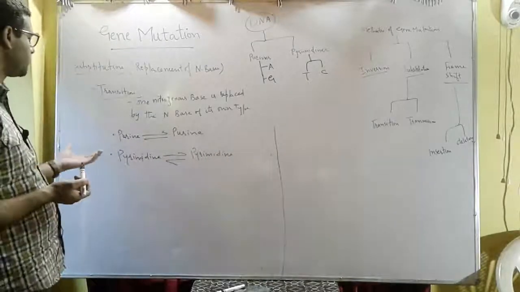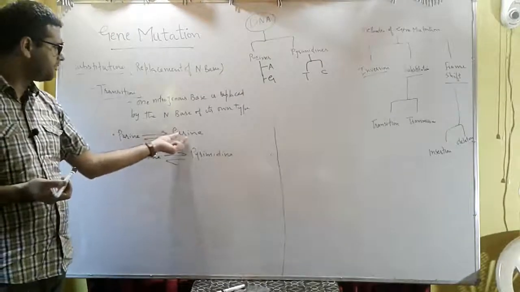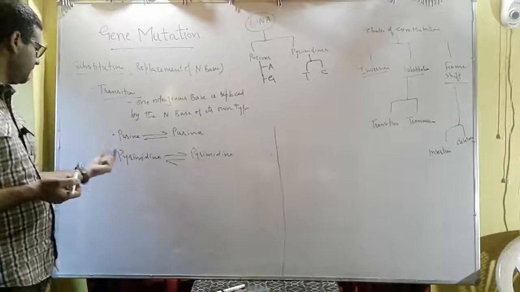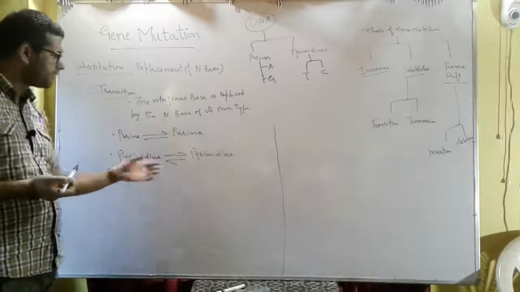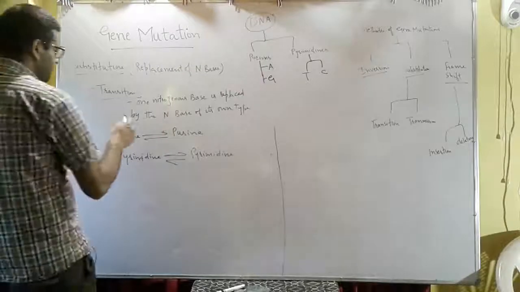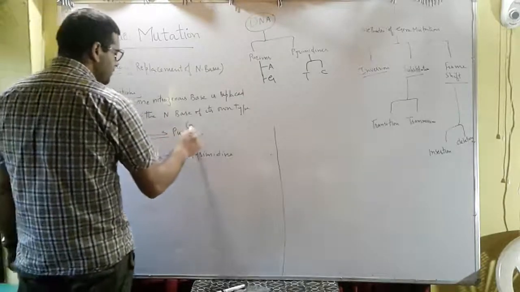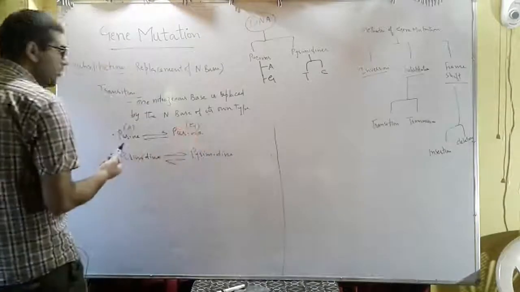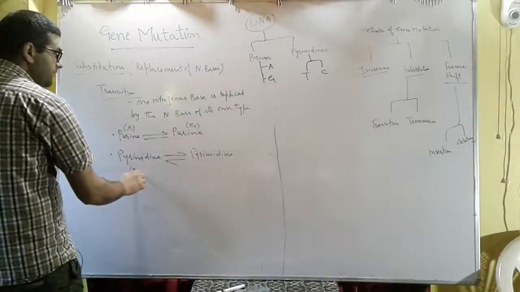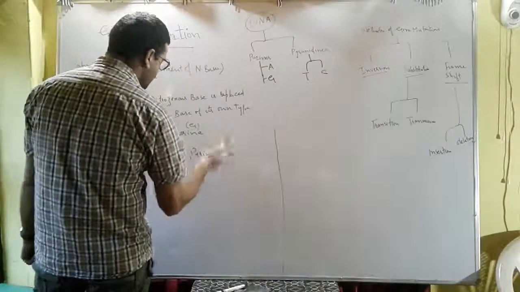So this is what is called transition. In case of transition, one purine is replaced by another purine, and in case of pyrimidine, it is replaced by another pyrimidine. For example, if we have purine A, it will be replaced by G or vice versa. We have pyrimidine T, thymine, it will be replaced by cytosine and vice versa.